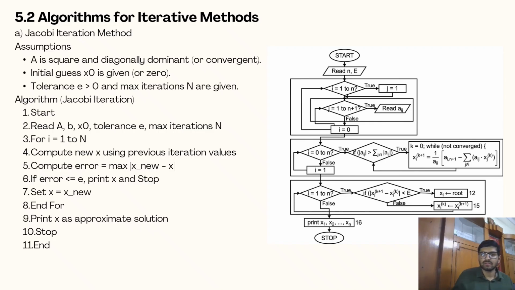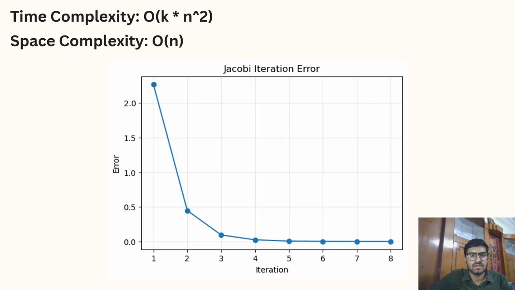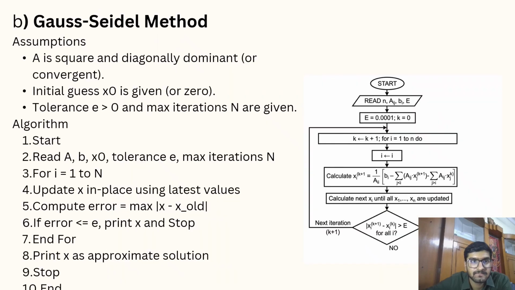Now the complete algorithm is shown in this flowchart. The time complexity for this is k times n squared, and the space complexity is n squared. The graph here shows the error versus iteration in Jacobi's method: the error reduces drastically in the first few steps, and after that it changes less significantly.